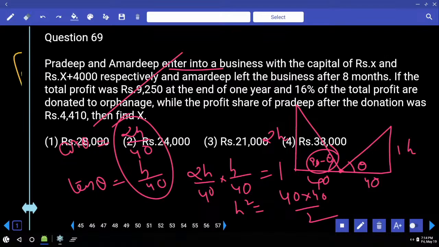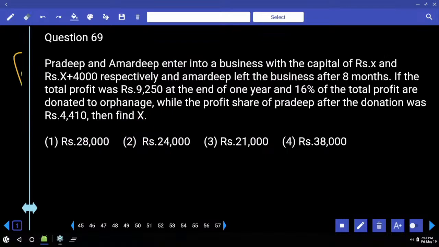Next, Pradeep and Amardeep enter into a business with capital of rupees X and X plus 4,000 respectively, and Amardeep left the business after 8 months. If the total profit was 9250 at the end of 1 year and 16% of the total profit is donated to an orphanage, while the profit share of Pradeep after donation was 4410, find X.